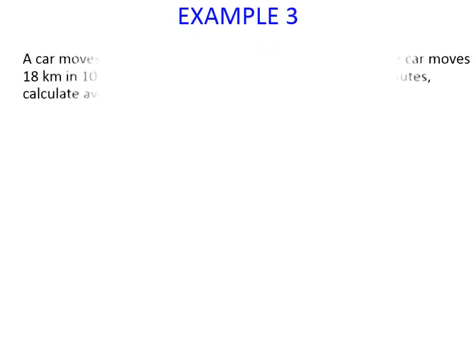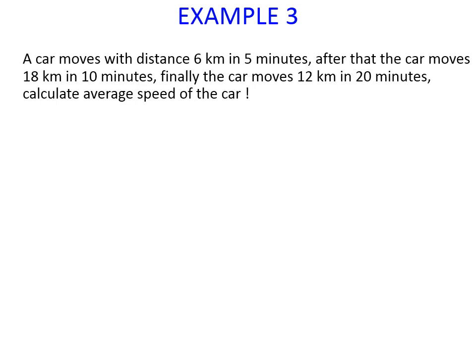Example 3. A car moves a distance of 6 kilometers in 5 minutes. After that, the car moves 18 kilometers in 10 minutes. Finally, the car moves 12 kilometers in 20 minutes. Calculate the average speed of the car. State the answer in meters per second.